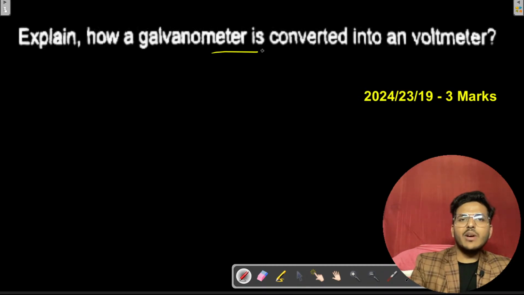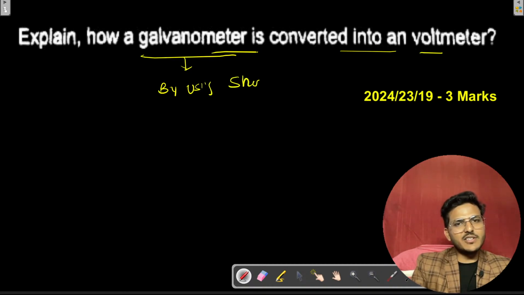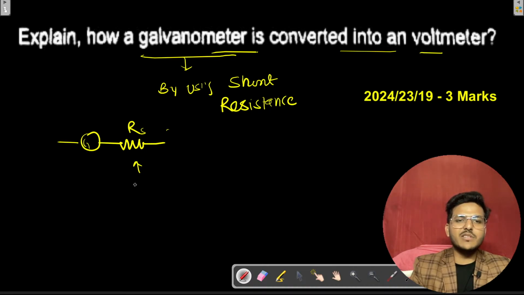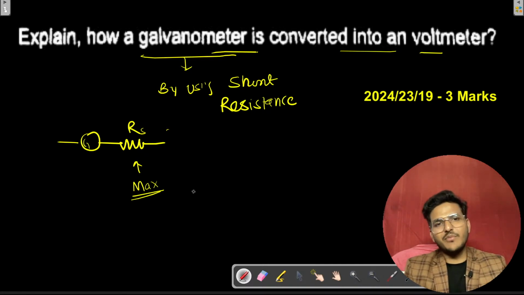Now, explain how a galvanometer is converted into a voltmeter. A galvanometer is converted into a voltmeter by using a shunt resistance, and we use this shunt resistance in series combination with the galvanometer. And what is the value of this resistance? This resistance has a maximum value.